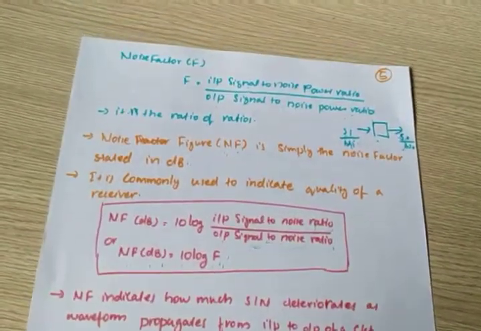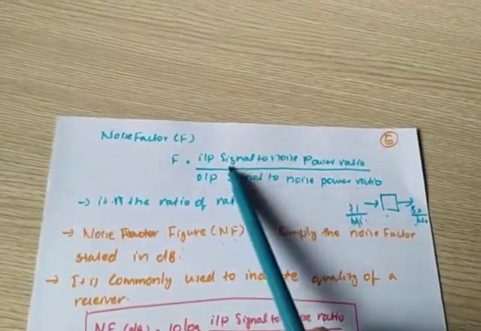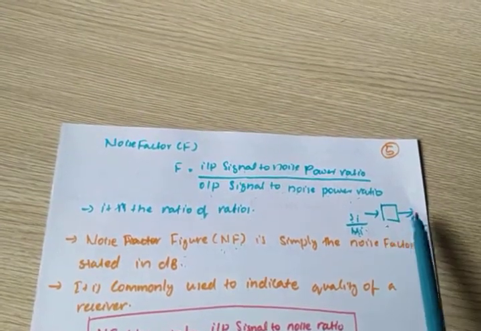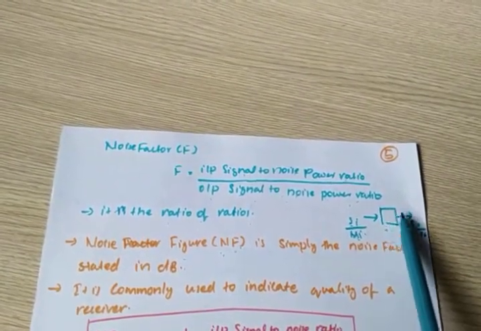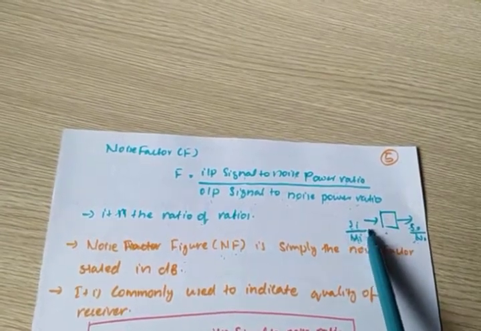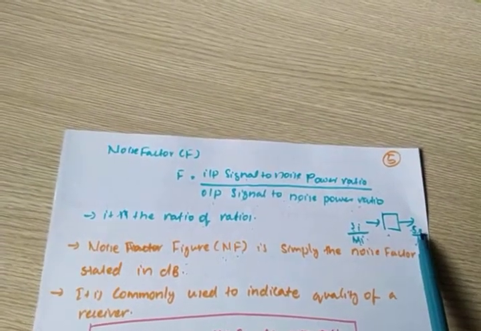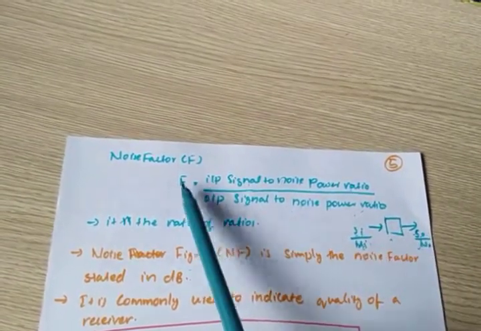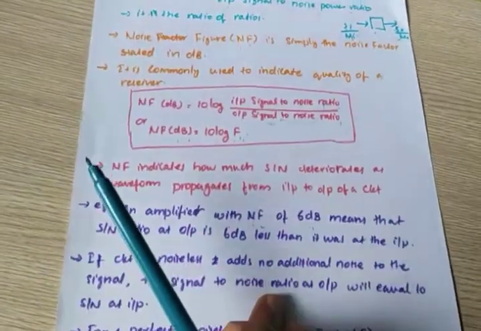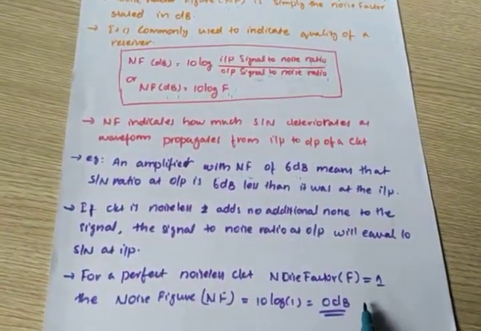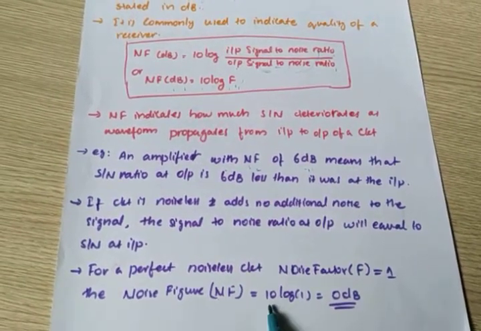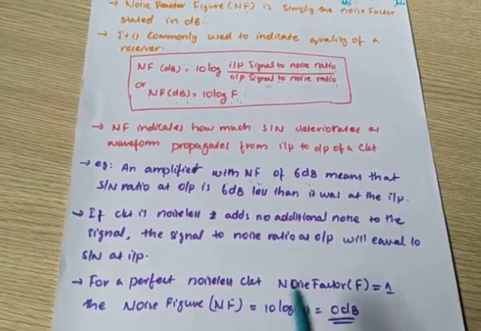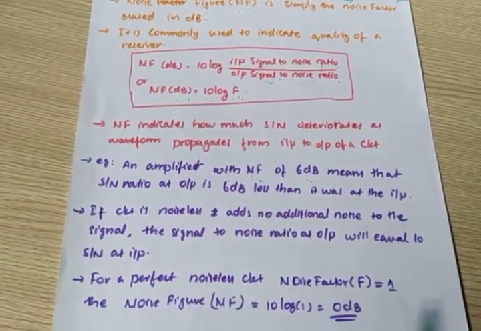That means, what is noise factor F? Input signal to noise ratio by output signal to noise ratio. If the system is noiseless, these two parameters are equal. That means there is no noise in the system. Whatever you give as input, the amplified signal you will get as output. So we are taking the ratio of these two, and these two are equal. That means F equals 1. So for a noiseless system, noise factor is 1 only. What about noise figure? Noise figure is 10 log F. F is 1, so 10 log 1 is 0 dB. So for an ideal noiseless system, noise figure is 0 dB.